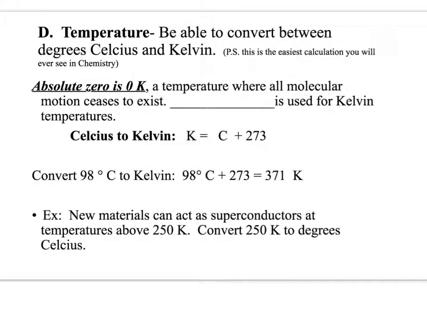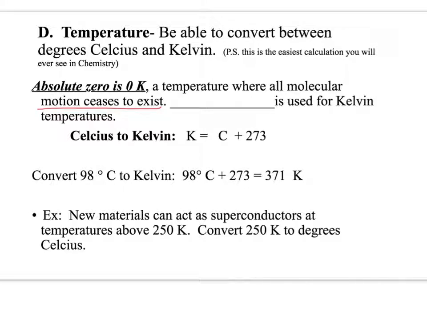First of all, let's talk about what absolute zero is. It's a temperature where all molecular motion ceases to exist. We talked about that in chapter 1, where we talked about how all particles have some sort of motion. Remember, solids are vibrating in place, liquids can slide past one another, and of course gases can move freely. But at 0 Kelvin, all particle motion ceases.